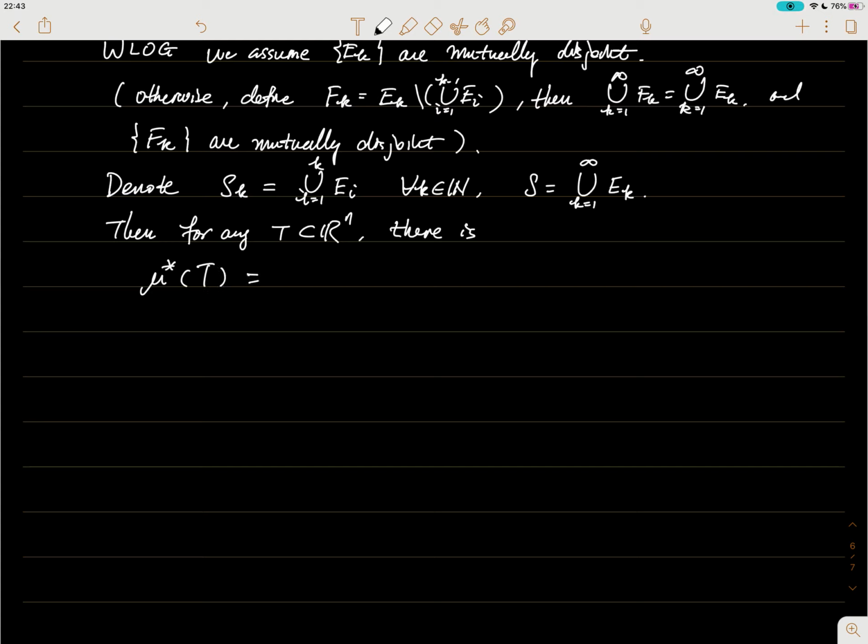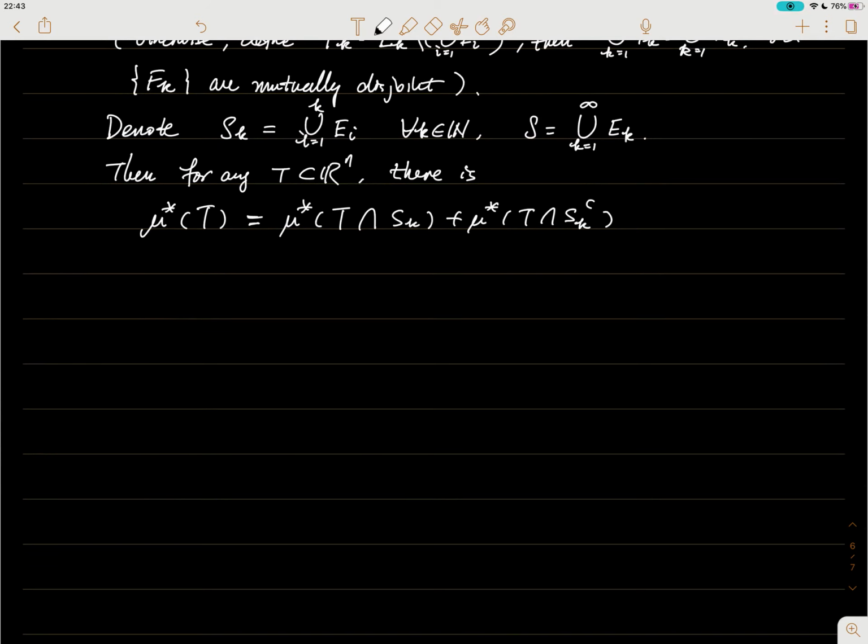We know that if each Ei is measurable, then the finite union is also measurable, because we have shown that the union of two measurable sets is measurable. If we take the union of finitely many measurable sets, it will still be measurable, just by extending item 3 above. So we know that Sk will be measurable. Because Sk is measurable, the outer measure of T can be split into two parts. One part is the intersection of T with Sk, and the other part is T with the complement of Sk.